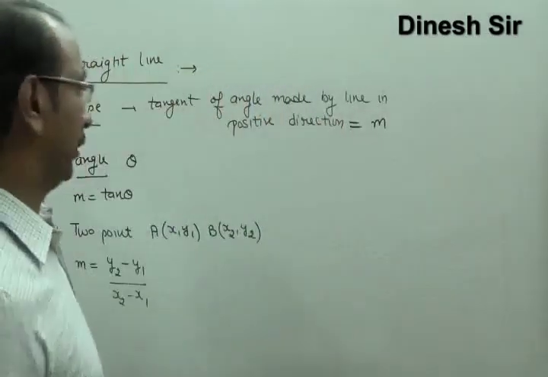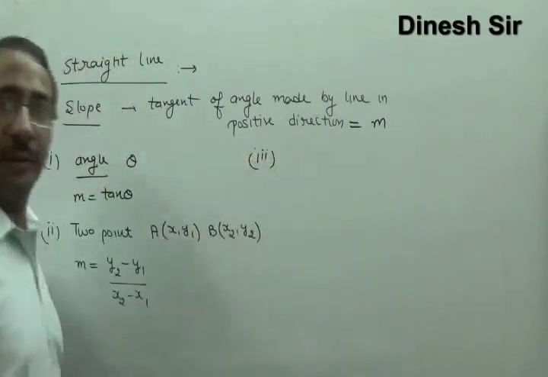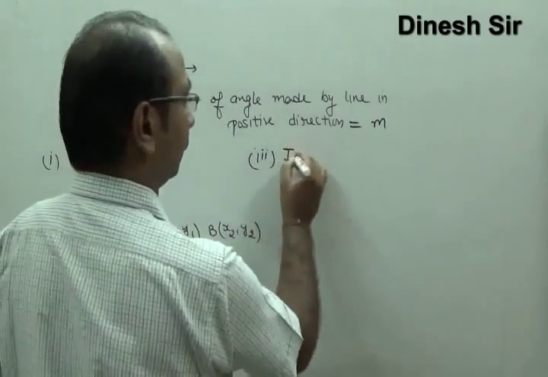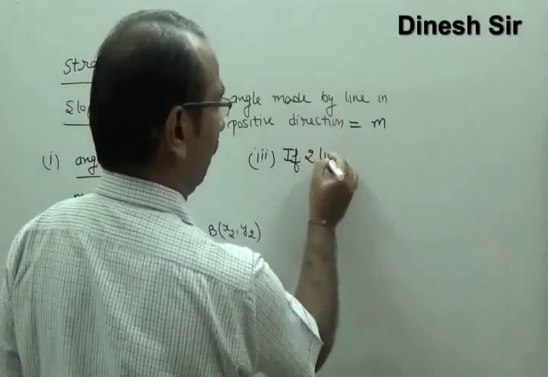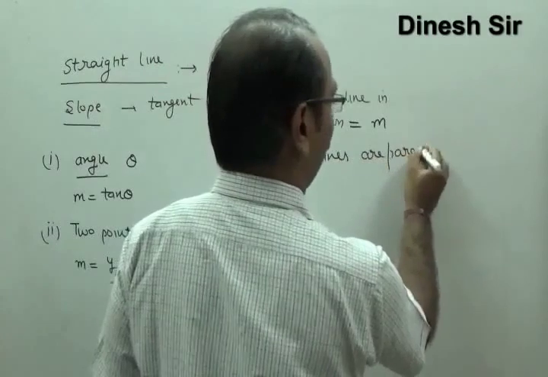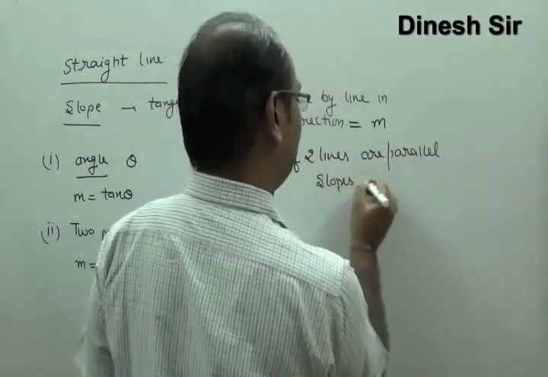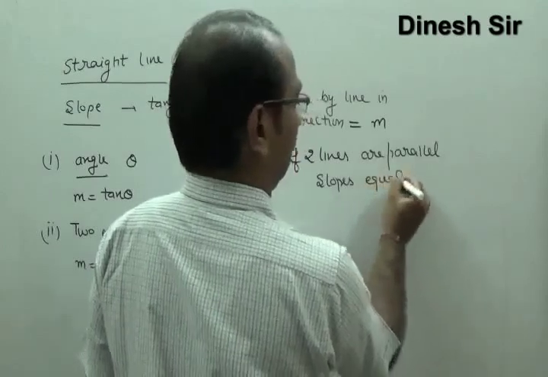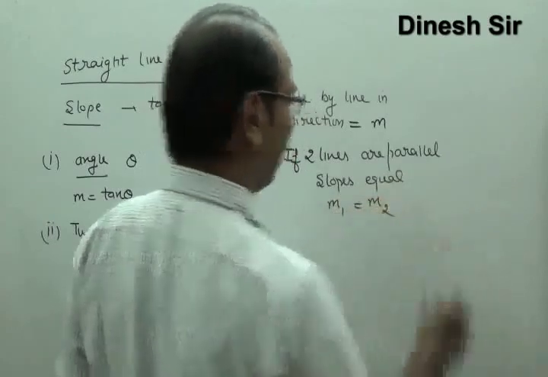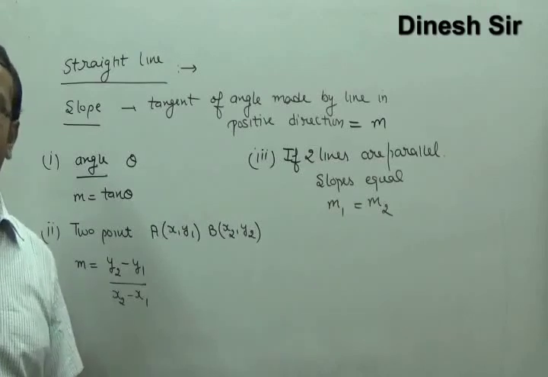The third approach that we use in order to find the slope is when 2 lines are parallel. In that case, we can say that the slopes of the lines will be equal. Suppose the slope of the first line is M1 and of the second line is M2. So if 2 lines are parallel, M1 is always equal to M2.